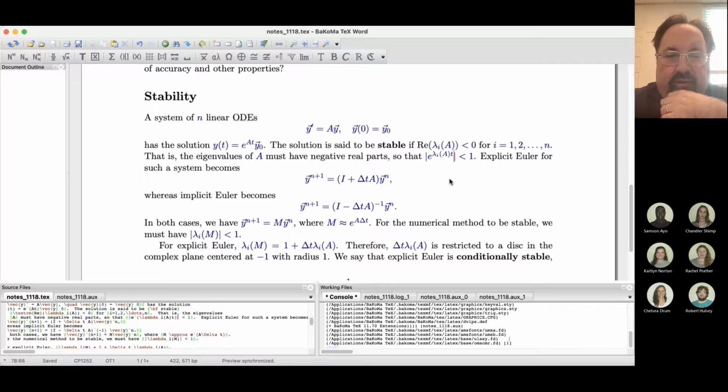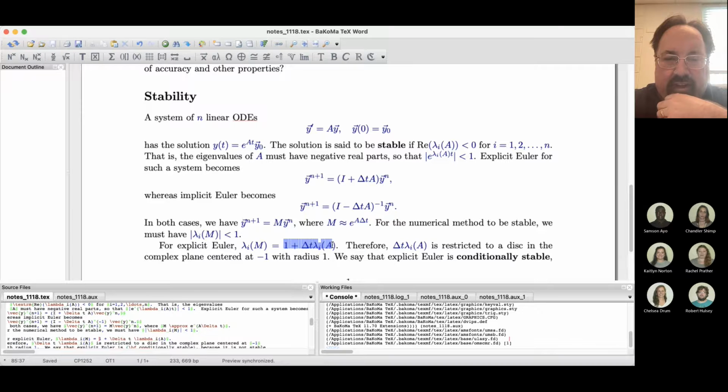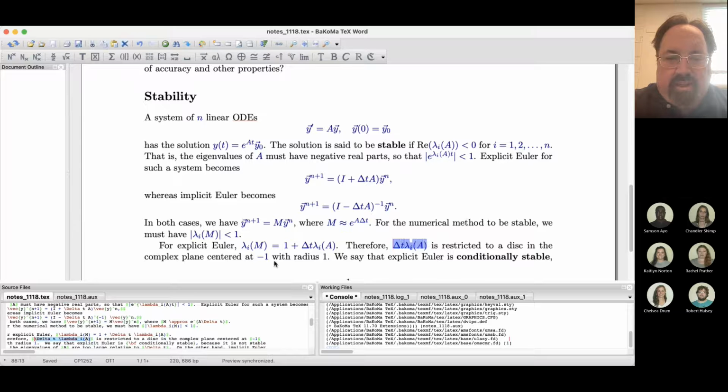So if we know the eigenvalues of A, then the eigenvalues of M in this case are easy to get, because M is itself a function of A. So these are the eigenvalues of M in the case of forward Euler. So these are required to be less than 1 in absolute value. So if we set this to be less than 1, then that means this quantity has to be contained in a disk in the complex plane, where the center is located at -1 and the radius is 1. So in other words, these have to be pretty small in order to have a solution behave reasonably.